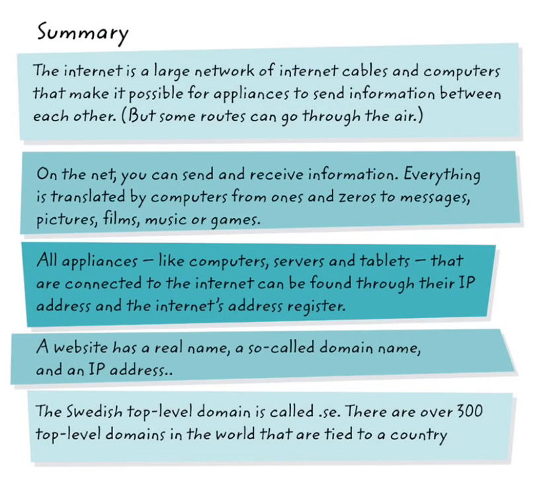Now to summarize a bit, the net is easy to use because there is a system with addresses so that you can always find the right way on the internet. The internet is a large network of internet cables and computers that make it possible for appliances to send information between each other, but some routes can go through the air. On the net, you can send and receive information. Everything is translated by computers from ones and zeros to messages, pictures, films, music, or games. All appliances, like computers, servers, and tablets, that are connected to the internet can be found through their IP addresses and the internet's address register. A website has a real name, a so-called domain name, and an IP address. The Swedish top-level domain is called .se. There are over 300 top-level domains in the world that are tied to a country.